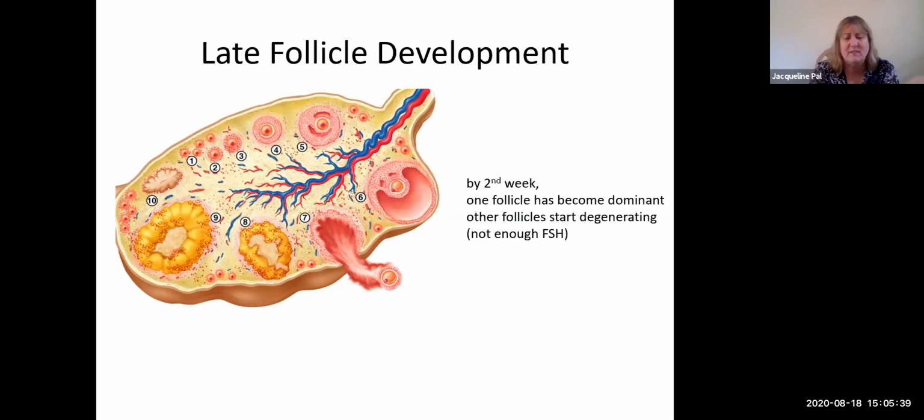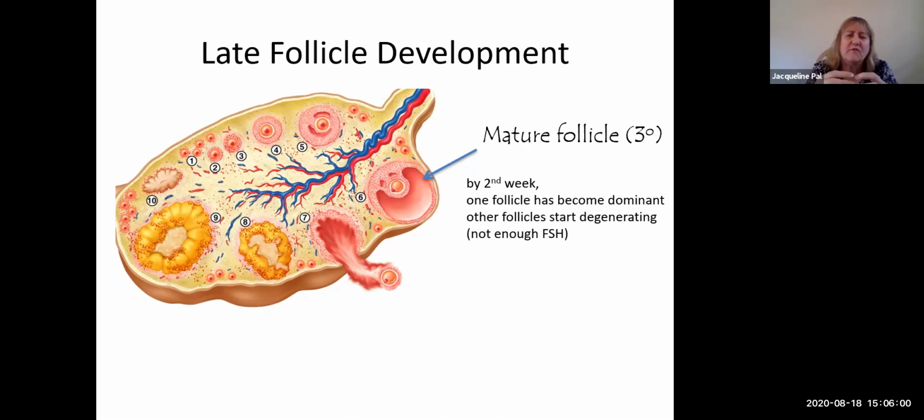Yes, this is what happens. There's only food for the dominant one and the other ones are being starved to death. So this dominant follicle becomes the mature follicle, also known as the tertiary follicle. Do you like the way we go primary, secondary, tertiary? That's usually a little bit easier for students than all these other names.